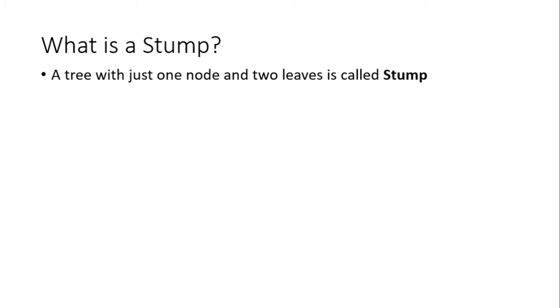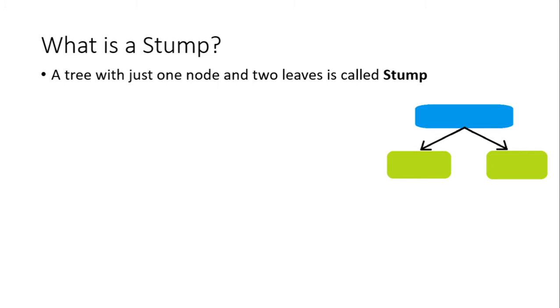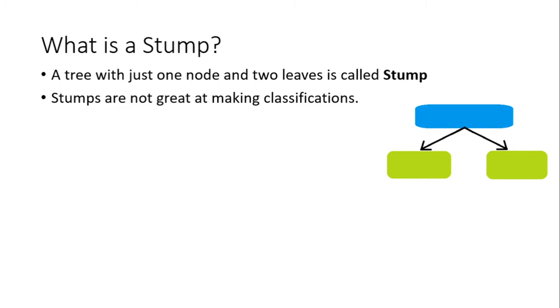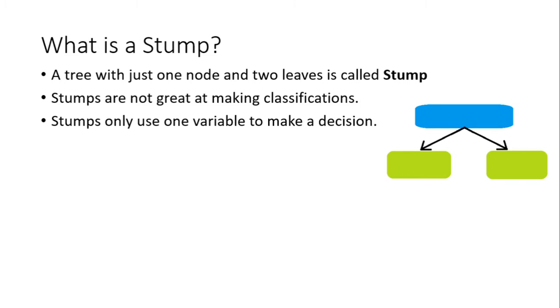Now we will discuss a new terminology which is a stump. What is a stump? A tree with just one node and two leaves is called a stump. As you can see in the diagram, stumps are not great at making classifications. Ponder on this fact and think why this may be the case. This is due to the fact that they can only use one variable to make a decision.